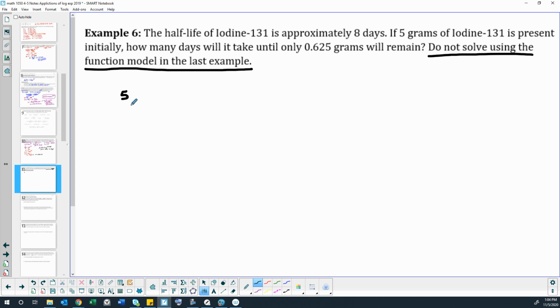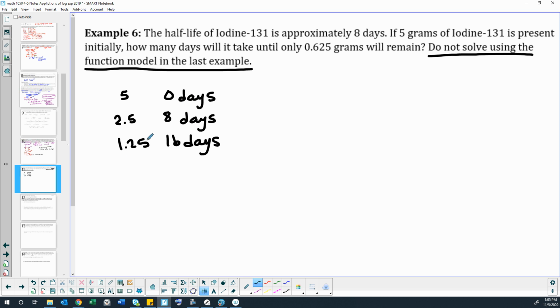So if we take 5 grams and we cut it in half, then we have 2.5 grams, right? And that's going to happen in 8 days. Well, then in another 8 days, we are going to lose half of that because that's how half-life works. Isn't that interesting? Science is so cool sometimes. So then 2.5 divided by 2 is going to be 1.25, and that's going to happen in 16 days because it's another 8 days on top of the 8 days that already made it half.